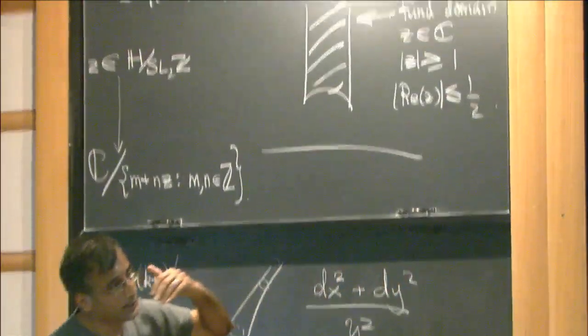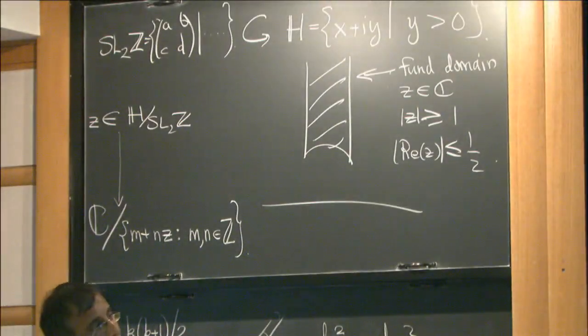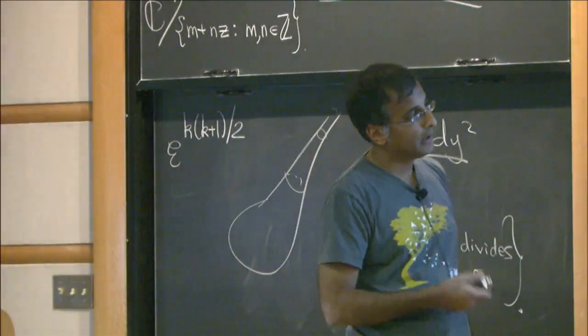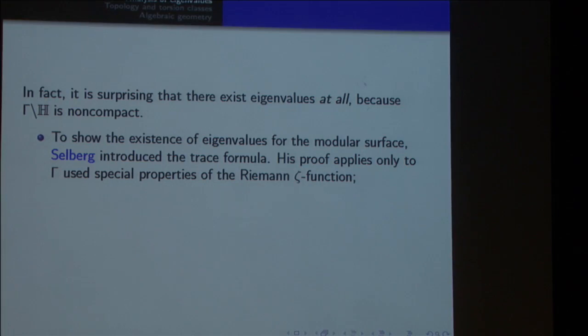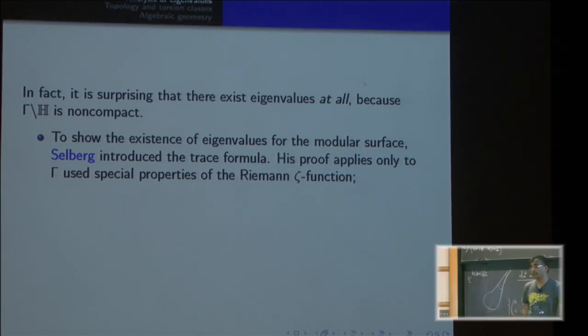The reason is that in the trace formula, when he analyzes the continuous spectrum, it's related to the properties of the Riemann zeta function. And he uses specific analytic features of the Riemann zeta function. So now if you perturb it, the proof doesn't work. If you change the group a little bit, or if you change the metric a little bit.